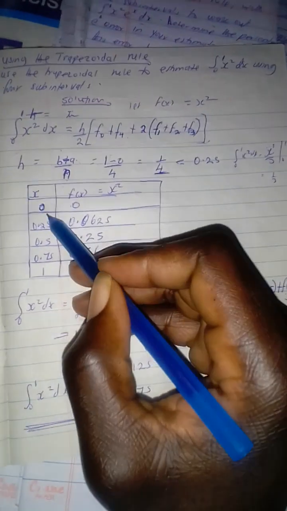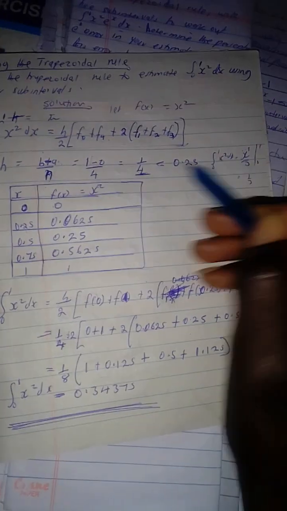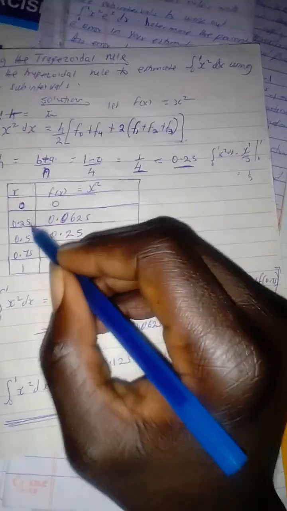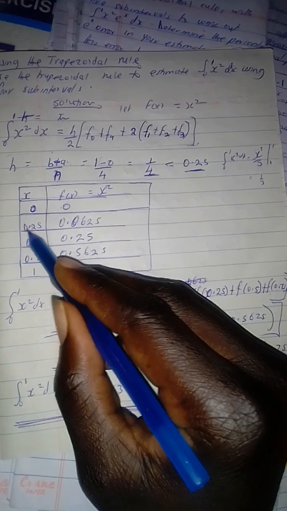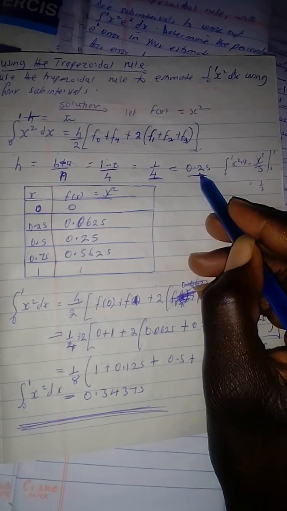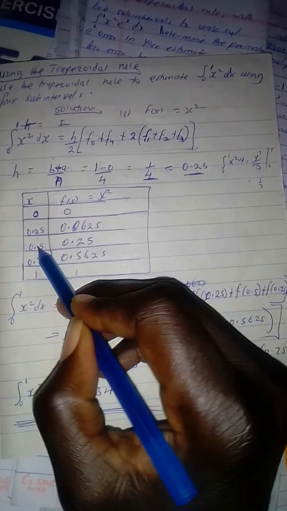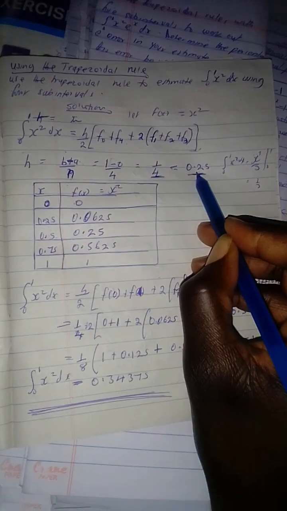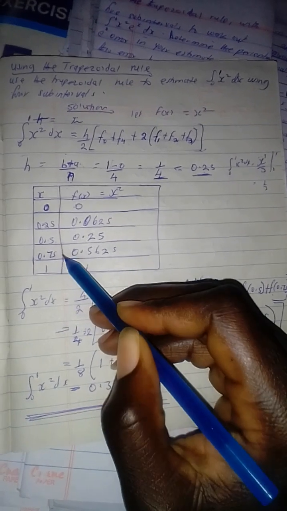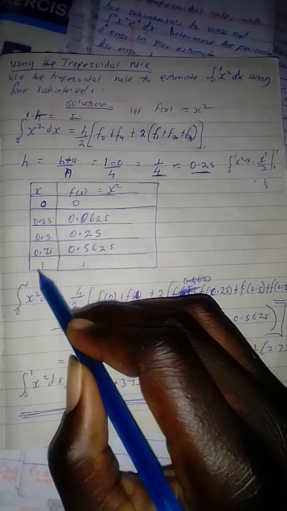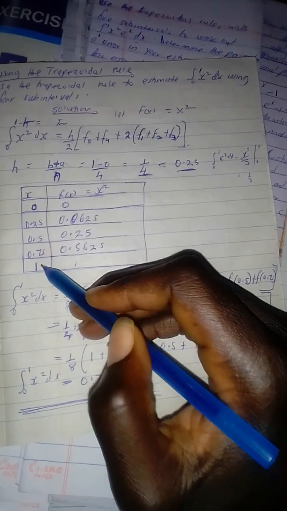What are we going to do? We are going to add 0 plus our h, you get 0.25. That one remains. Then you get this one, 0.25, plus again our h, which gives 0.5. Now you get 0.5 plus again our h, you get 0.75. Then you get 0.75 plus again our h, which is when you get 1. Remember, we are moving from 0 to 1.